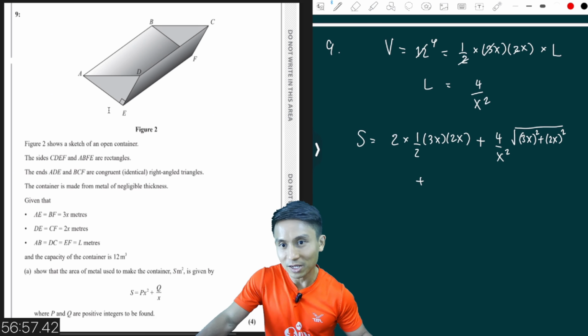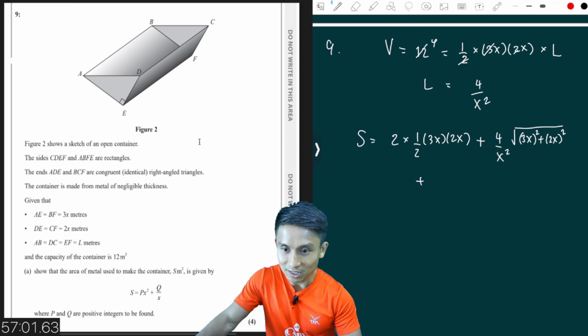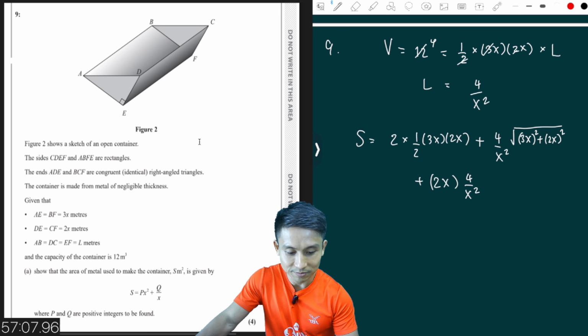And then the back face, the DCFE here. So we have DE, which is 2x, times L again, DC, which is 4 over x squared.